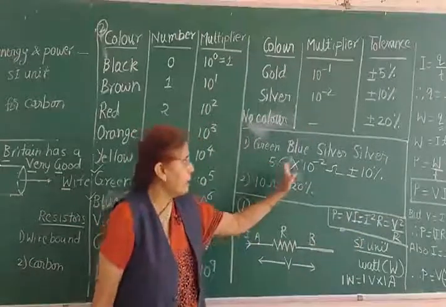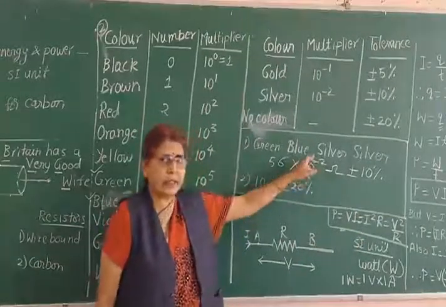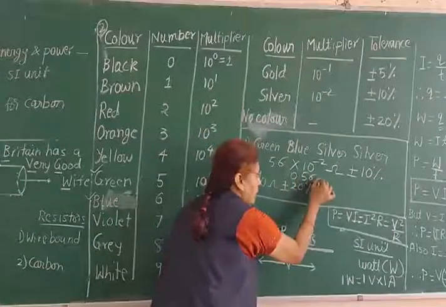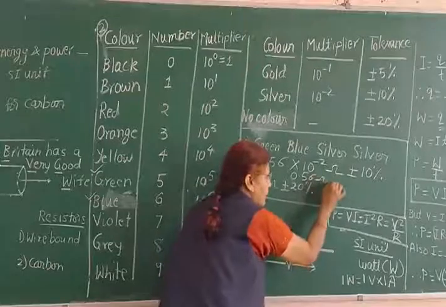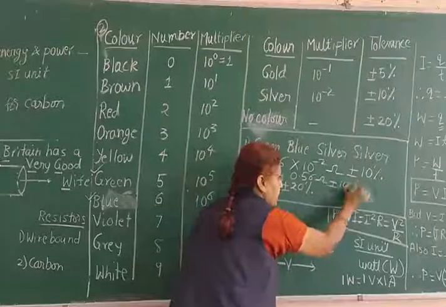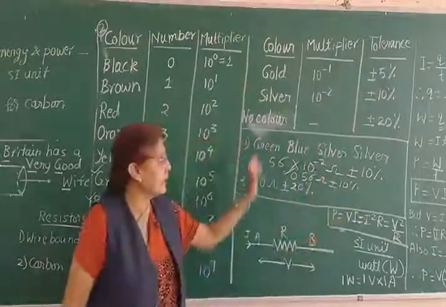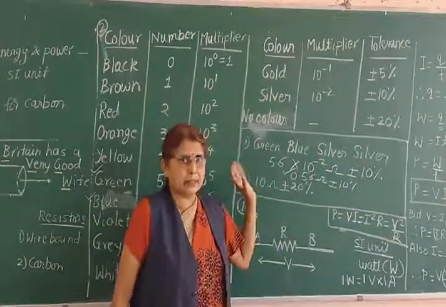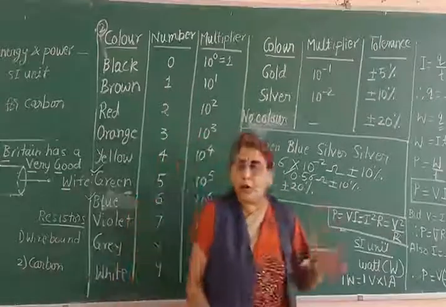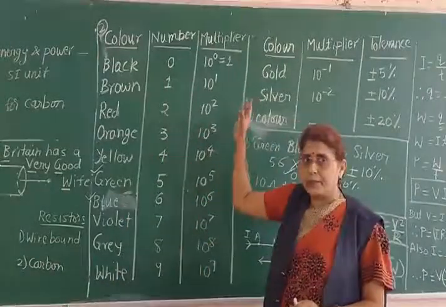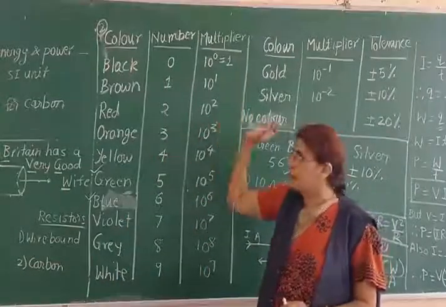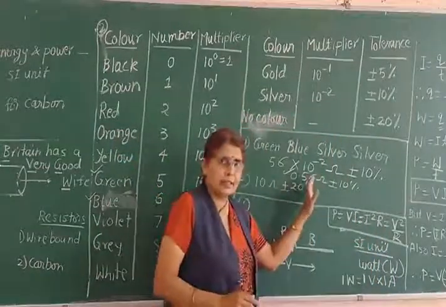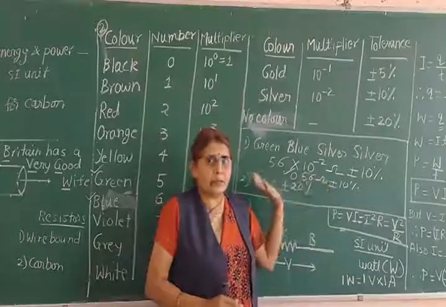Now here you can even multiply 56 into 10 raised to minus 2. If you multiply these two, it will be 0.56 ohm plus or minus 10%. So this answer you have to write in the exam. Like this, any color code will be given and you should write the value of the resistance. This is a 1 mark question and for that the whole chart should be fixed in your memory. At a glance you have to remember the whole chart, take the memory tip, remember the chart and write the value of the resistance. This is many a times asked for 1 mark.